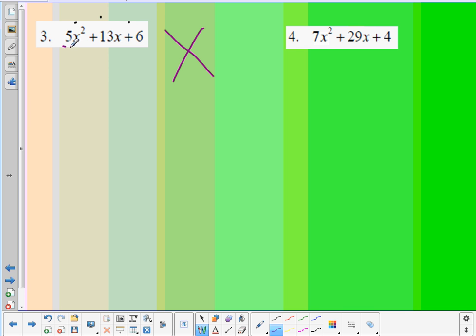Now, multiply the A times the C. 5 times 6 is 30. Then on the bottom, I put the B term, 13. So again, I want to find two numbers that give me a product of 30 and a sum of 13.